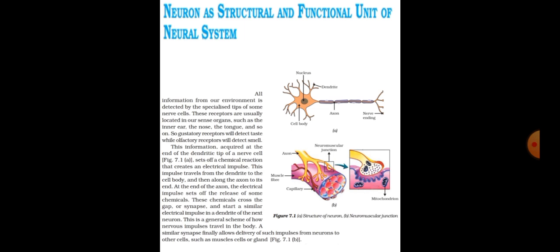These chemicals cross the gap or synapse and start a similar electrical impulse in a dendrite of the next neuron. This is a general scheme of how nervous impulses travel in the body. A similar synapse finally allows delivery of such impulses from neurons to other cells, such as muscle cells or glands.